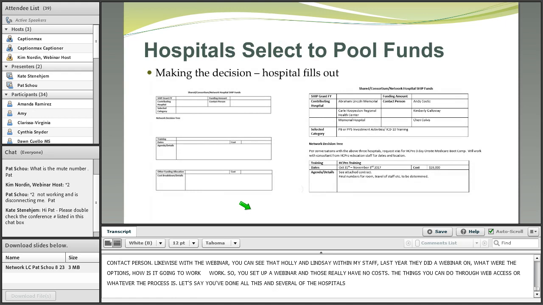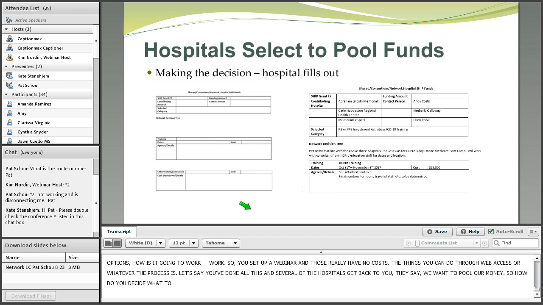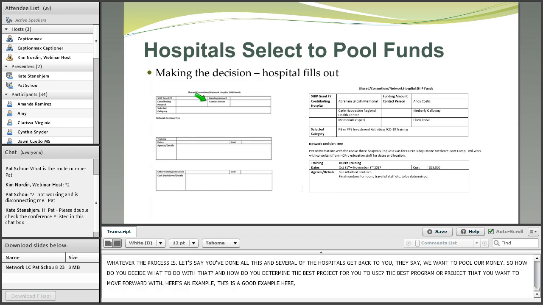You can offer scholarships, like if, let's say 4 hospitals pool their funds, it's enough to do a couple of educational programs, maybe on compliance or coding or whatever. And all the people that would need to attend from those 4 hospitals would come to those programs free. But you open it up to the rest of the SHIP hospitals or other rural hospitals.